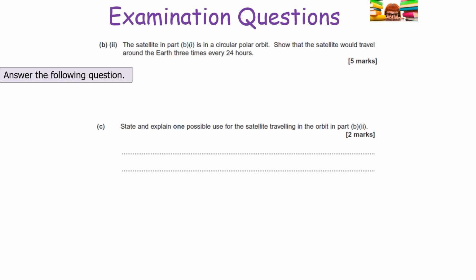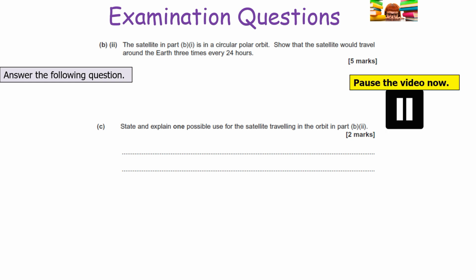Let's now look at the following question. The satellite in that previous question is in a circular polar orbit. Show that the satellite will travel around the Earth 3 times every 24 hours. Then state and explain one possible use for the satellite travelling in that orbit. So pause the video now, then unpause the video when you want to go through your answers.